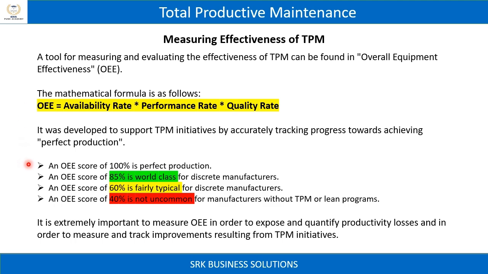An OEE score of 100% is perfect production. An OEE score of 85% is world-class for discrete manufacturers. An OEE score of 60% is fairly typical for discrete manufacturers. An OEE score of 40% is not uncommon for manufacturers without TPM or lean programs. It is extremely important to measure OEE in order to expose and quantify productivity losses and in order to measure and track improvements resulting from TPM initiatives.